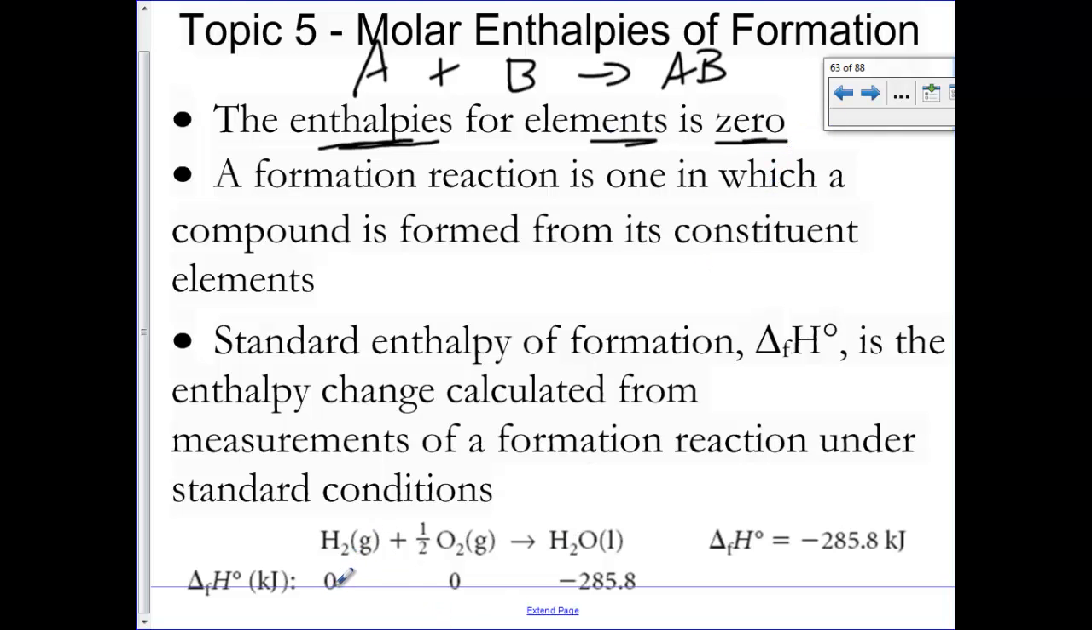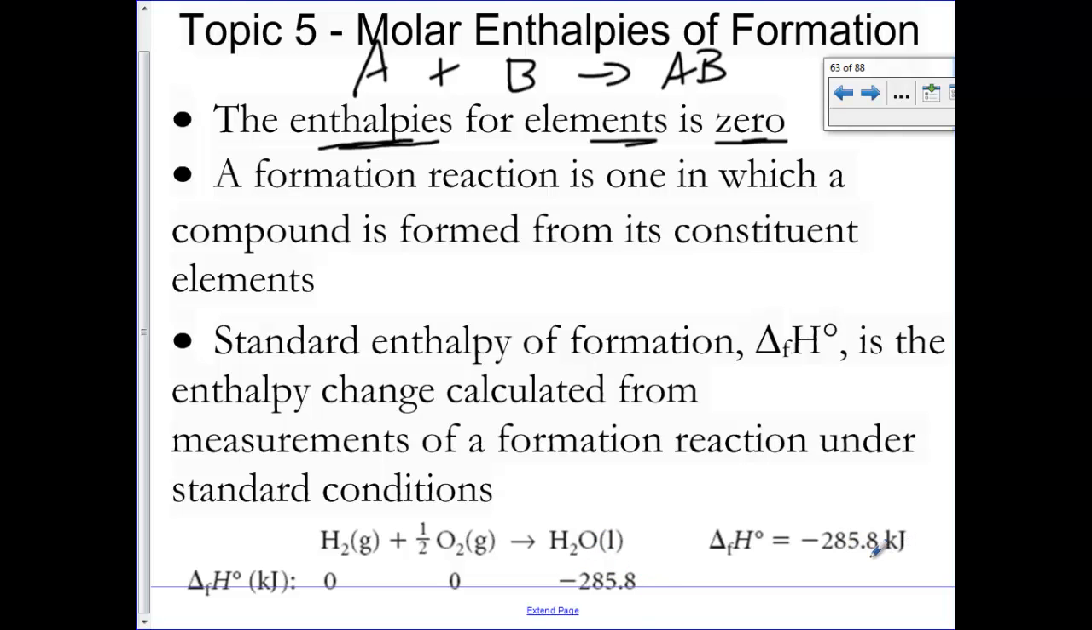This hydrogen right here, you can't form hydrogen. It already is as low as it can get on the periodic table. It already is an element. You can't break down hydrogen. Does that make sense? Oxygen is also an element. So you can't break oxygen down anything lower than its elemental form. But water is a compound. So water is going to be defined as the 285.8.